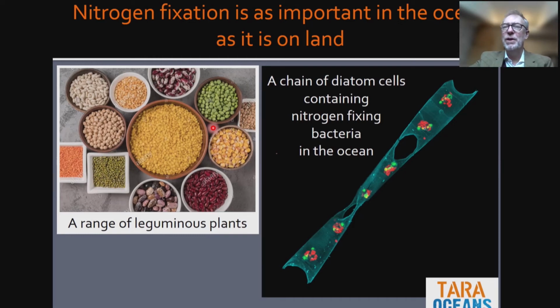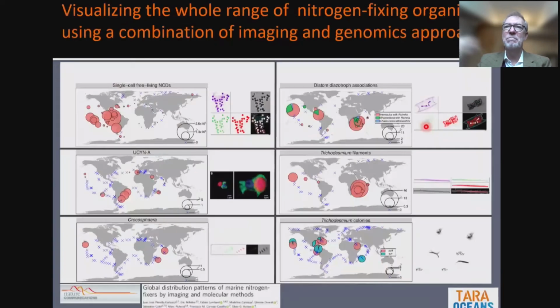So again, we can do that with our Tara Oceans data set. We can use microscopic imaging data like this example here of a diatom with nitrogen fixing bacteria inside each of the cells, shown in green. And we can compare this with genomics information, and then we can generate maps of the relative contribution of each of these different kinds of symbiotic association in terms of the general contribution to nitrogen fixation. And so here you see different kinds of nitrogen fixing organisms. You can see very generally their relative contributions in different regions.